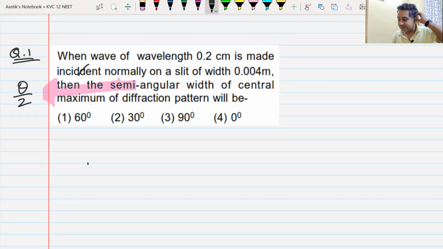Do you understand this? Yes, sir. Please note it down. That is the reason this question was done. Semi-angular width is theta by 2 of the central maxima. I will give you 2 minutes to solve this.